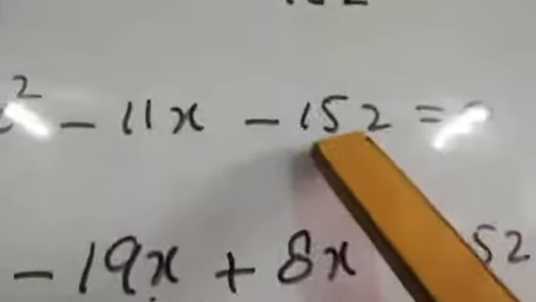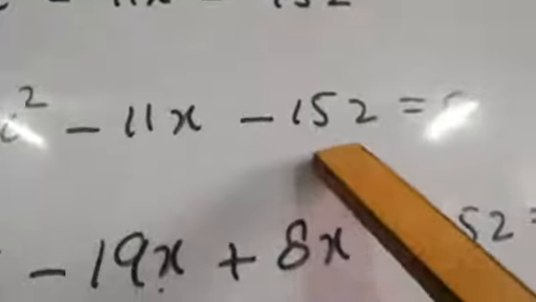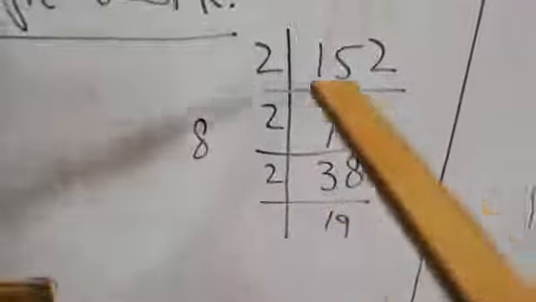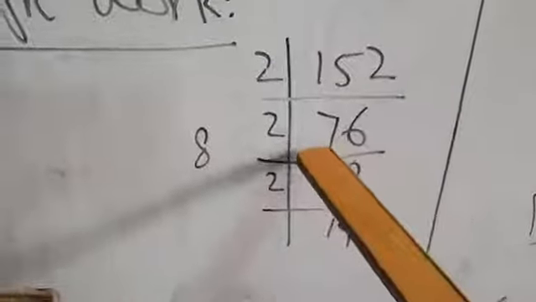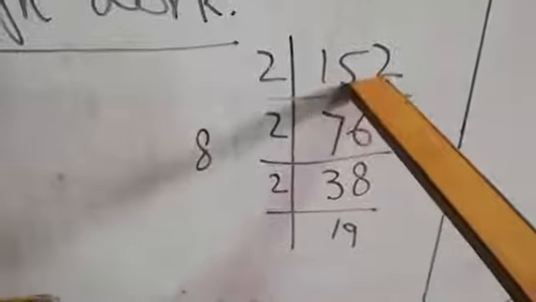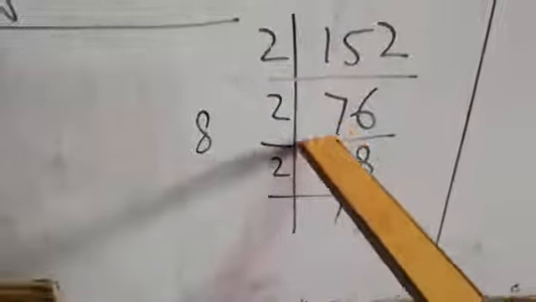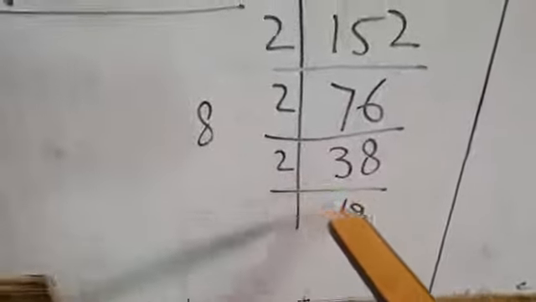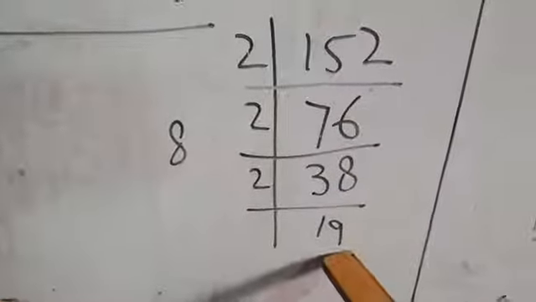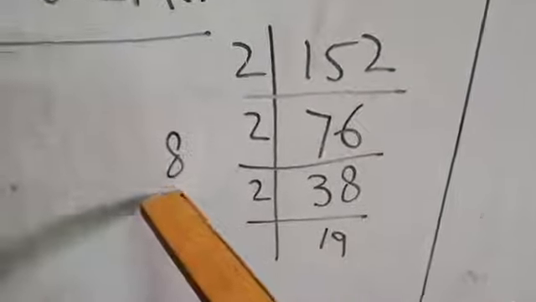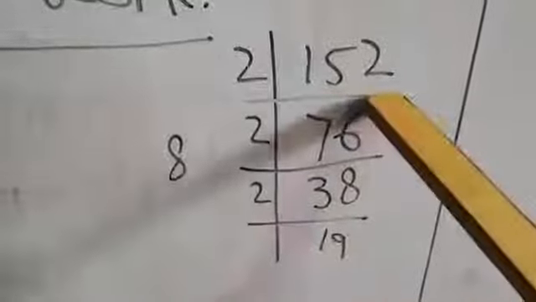So we will move to the rough work. Since the constant value is minus 152, we will write 152 here and use the prime factorization method. 2 7s are 14, 1 carry, and it will make 12. 2 6s are 12. Again 2 3s are 6 and 2 8s are 16, and dividing again, 19 2s are 38. This is also a prime number. So you can see that 2 2s are 4, 4 2s are 8. If we multiply 8 by 19, we will get 152.